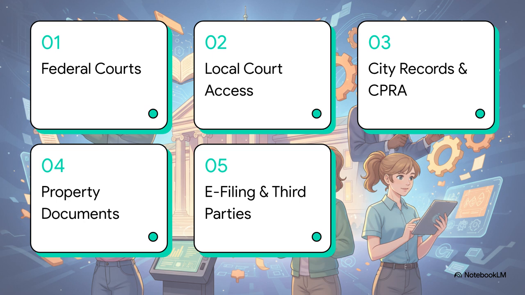Okay, let's dive into this. Here is our roadmap for today. We'll start with unlocking public records, then navigate federal courts, look at local court access, move over to city records and the CPRA, examine the rules of recording property documents, and finally, wrap things up with e-filing and third parties.